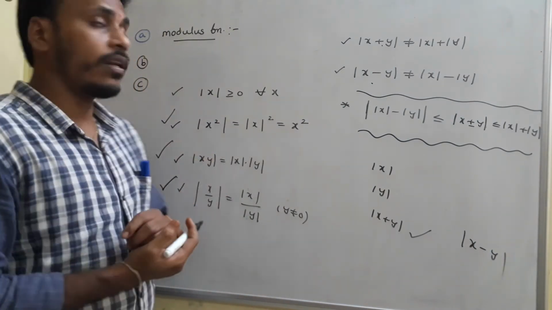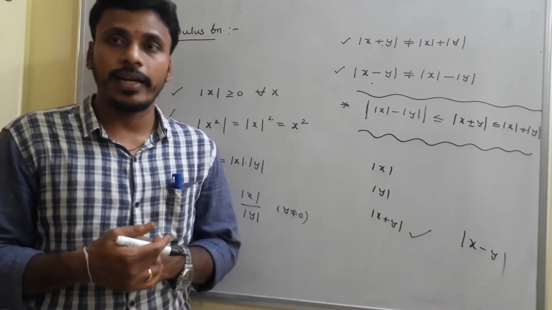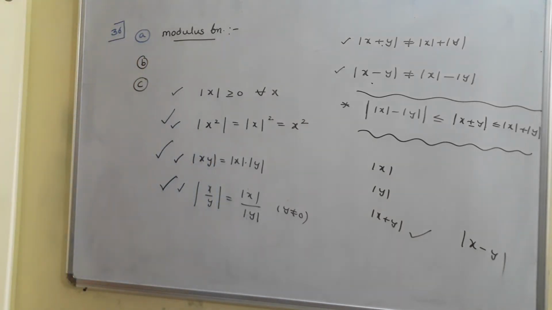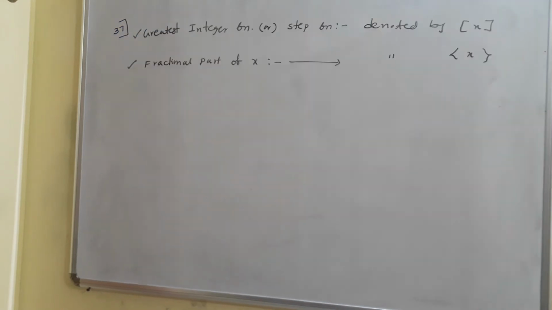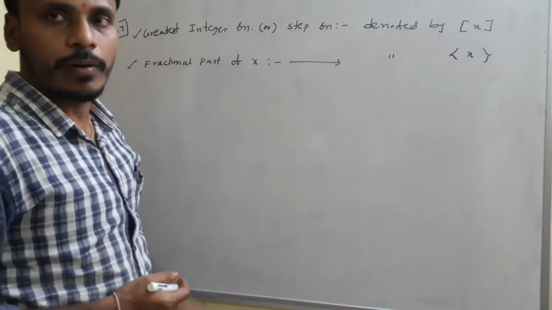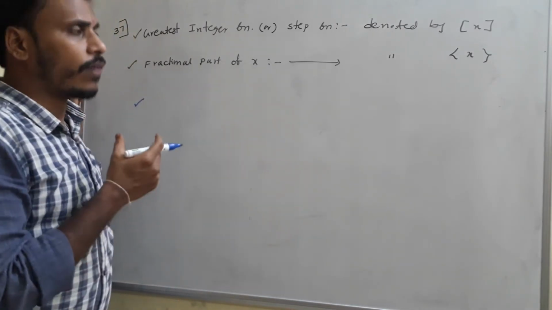Just have a look, and then next I am going to discuss the step function, the greatest integer function, along with the fractional function. Have a look. If you have any doubts, raise your hands. So the greatest integer function or step function is denoted by the square bracket of x, and the fractional part of x is denoted by this curly bracket of x. Okay, see what the greatest integer function is and what the fractional part of x is.